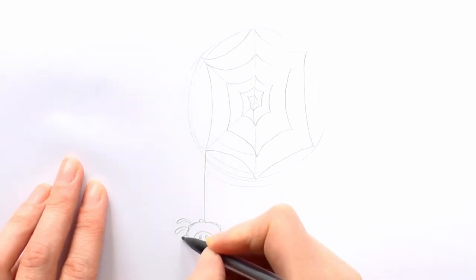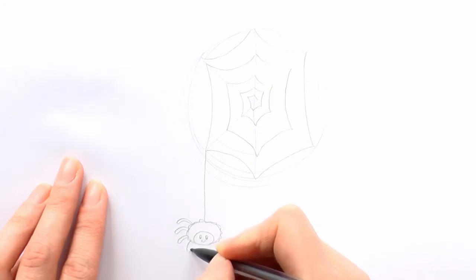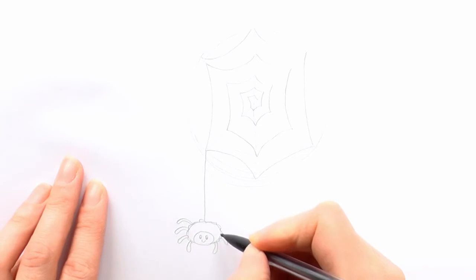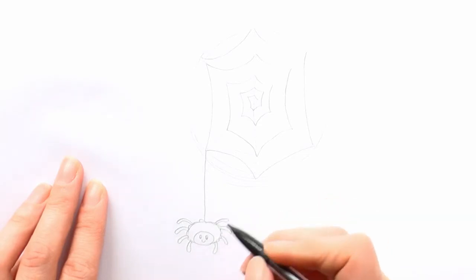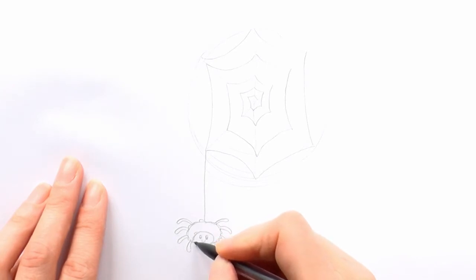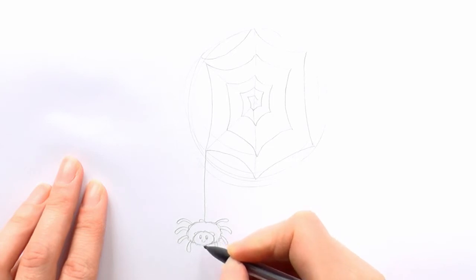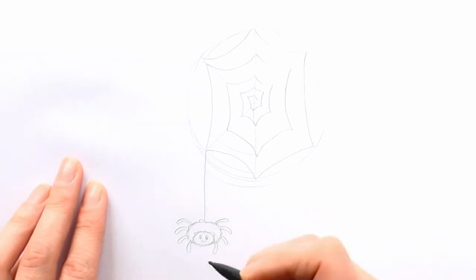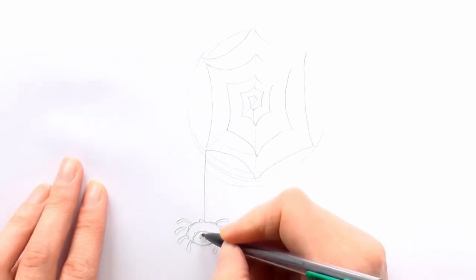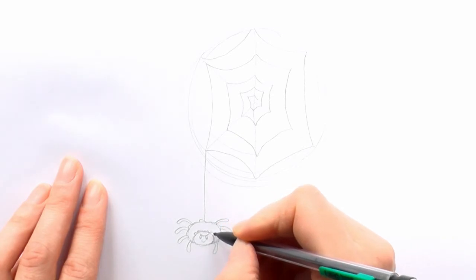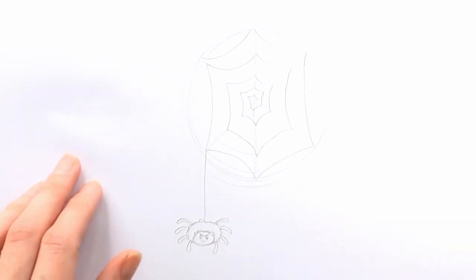Just make them double thickness there, and again on the side, just like that. Then I'm going to furry up that head as well, just by adding some wave shapes there, and then we'll make him a little bit of a mischievous spider, so we'll put a slightly curved line across the top of the eyes there.